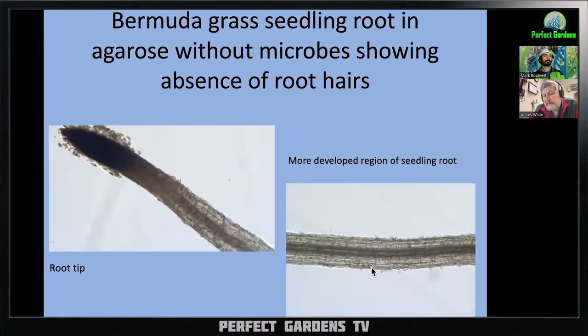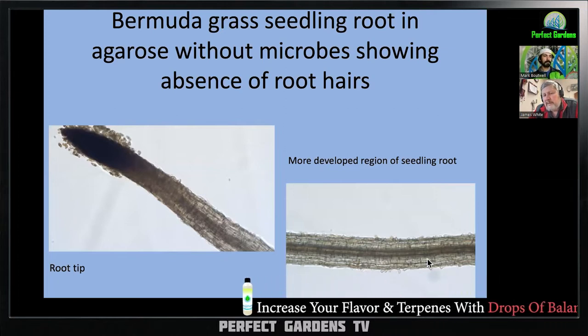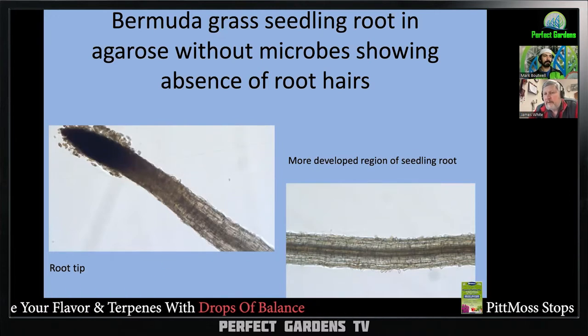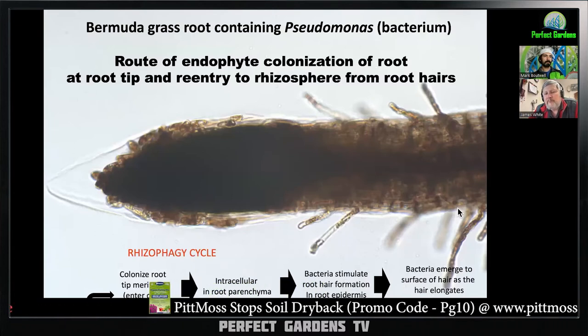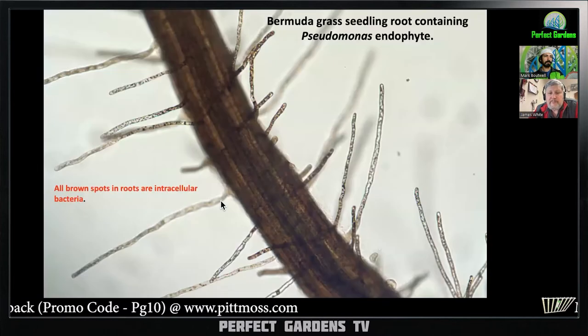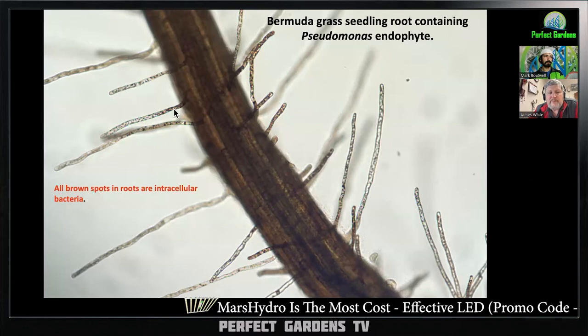This just shows a root where we removed the microbes, and this happens to be Bermuda grass. If you look over to the right, you can see the little things poking up. Those are the root hair initials, but they don't have microbes in them, so they don't elongate. We put the microbe back on, and you can see the hairs now form immediately. Here's another, a bit older, and you can see all the little brown dots. Those are all the microbes in there.